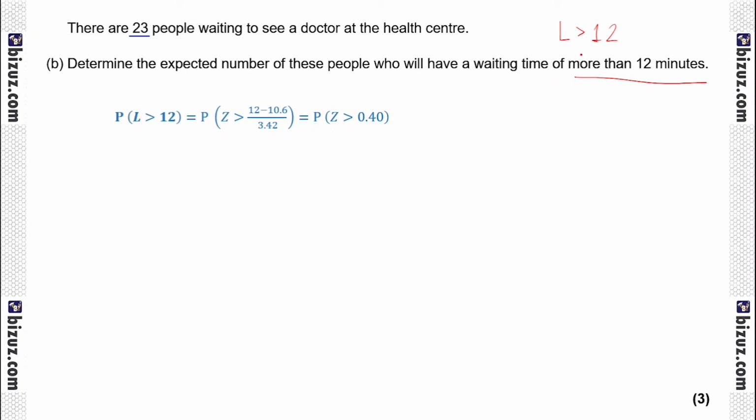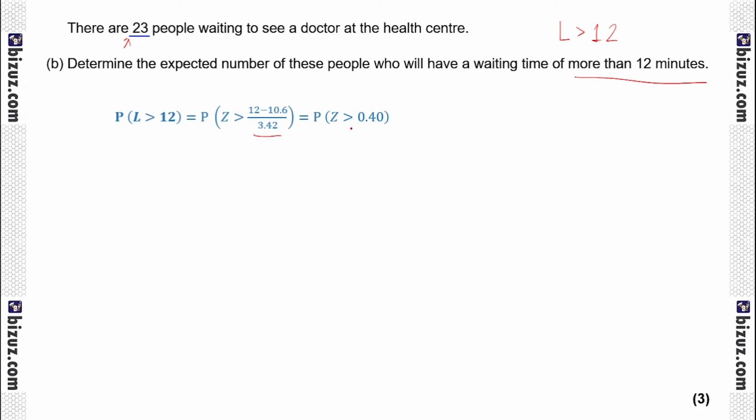The probability here, you can actually treat it as a proportion. When you're dealing with how many people there would be from a sample, you can treat probabilities as a proportion. So first we'll find the probability, and using that proportion or probability, we're going to find the expected number of people out of the total of 23. All right, so P(L greater than 12), again we convert, and now we have both the value of mu and sigma.